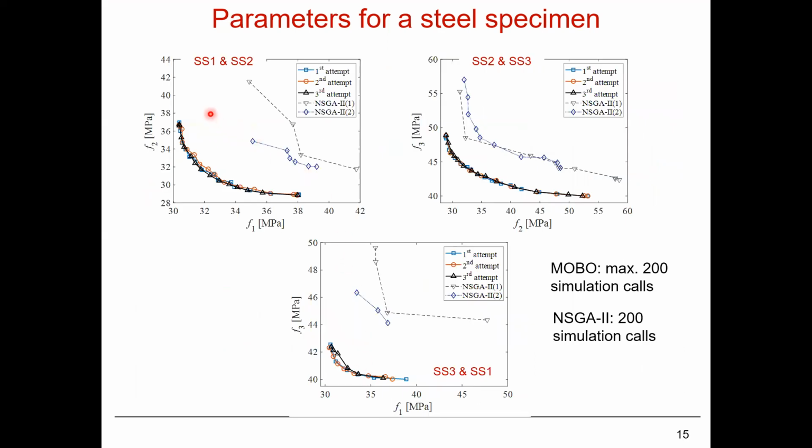Here we can see the similarity of the shapes of the solutions obtained from the first, second, and third identification cases. For comparison, we also perform the standard non-dominated sorting genetic algorithm 2 times for each identification case, using the same number of simulation calls. We can see here that the solutions by the Bayesian optimization outperform those by the corresponding genetic algorithm runs.